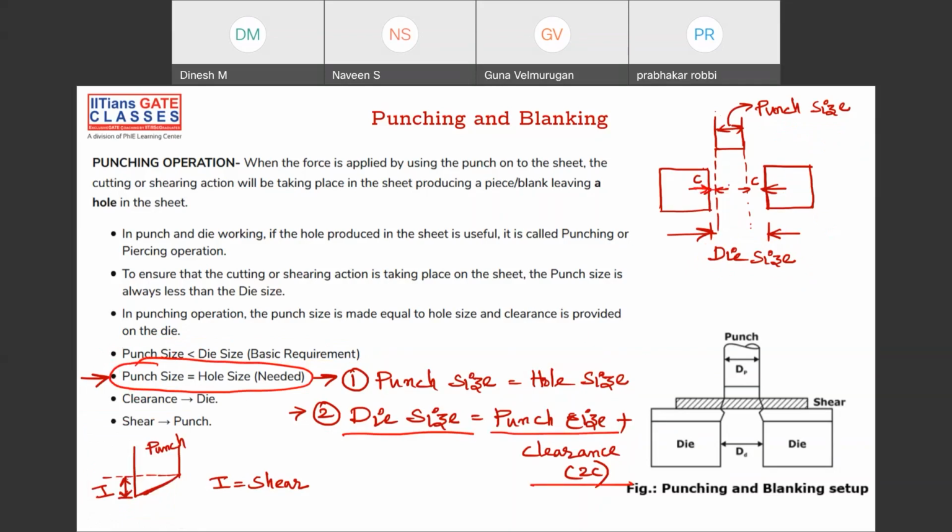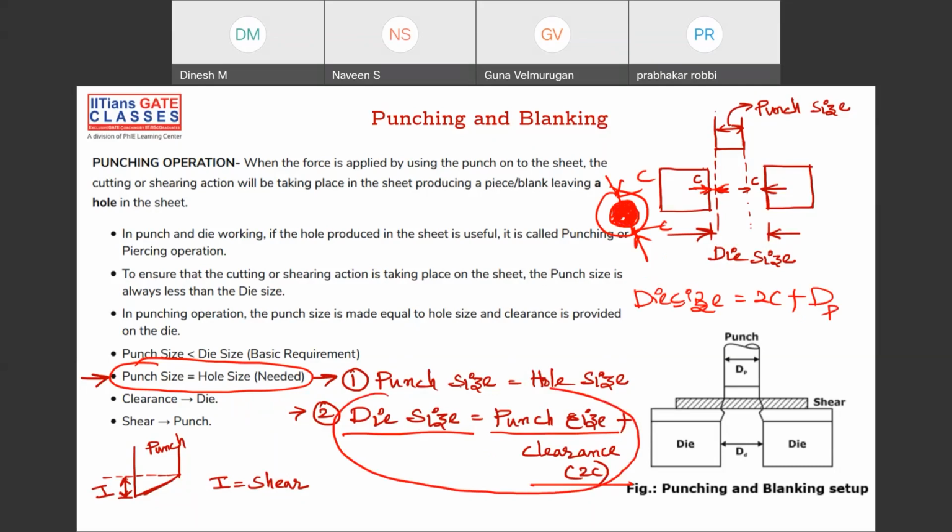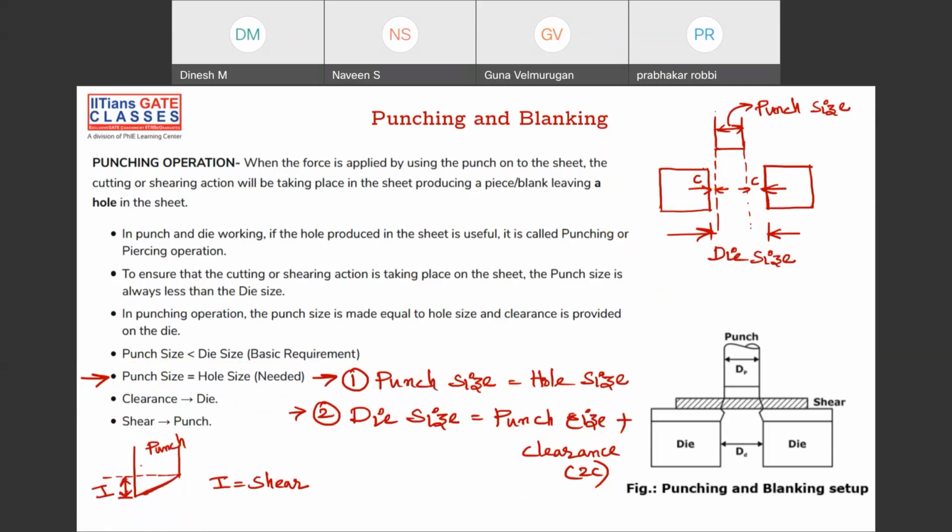Why is it 2? Because if you're taking the top view, obviously this is your punch size, let's say, and this is your die size, let's say. Obviously, the clearance is on both sides. This is 1C, and this is another C. The total will be what? Die size is equal to this C and this C plus the punch size. This is the punch diameter. So that is what I have written: die size is equal to punch size plus 2C. Is it clear, guys? Is it clear?